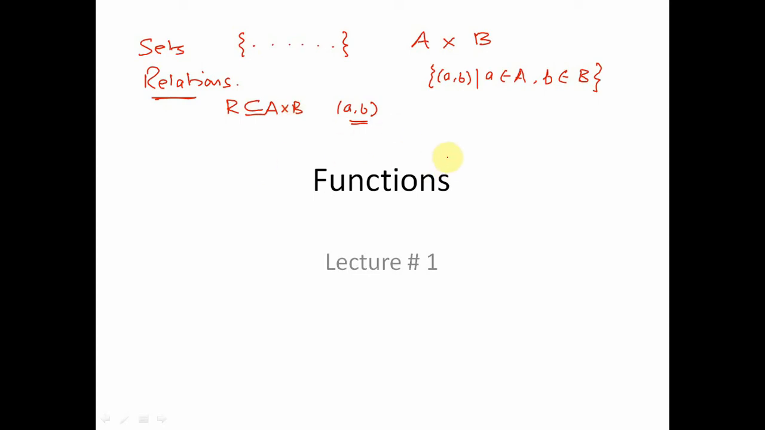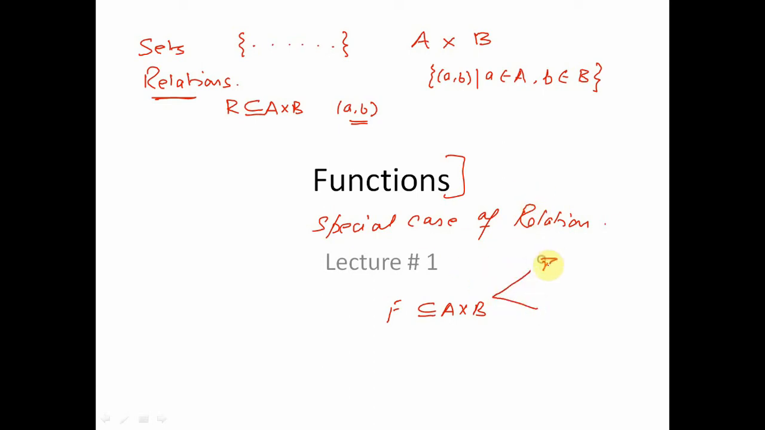Now it is time for us to move on to the next step in the series, that is a function. A function can essentially be considered a special case of relation, right? So just like a relation, a function f is also a subset of A cross B. Once again, we are defining a function on the sets A and B. Just like a relation, it can be defined on two sets, and you can also define the function on a single set.